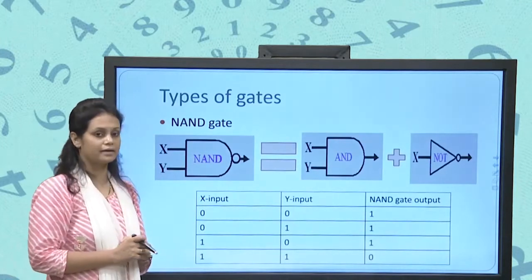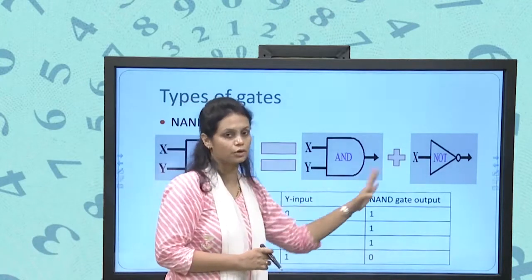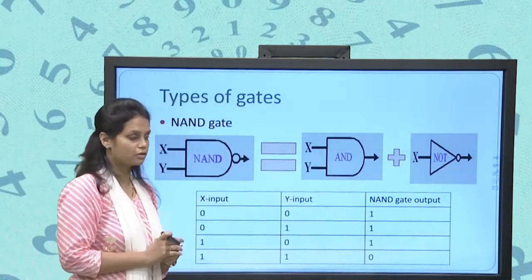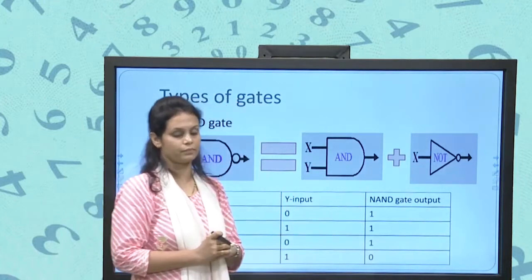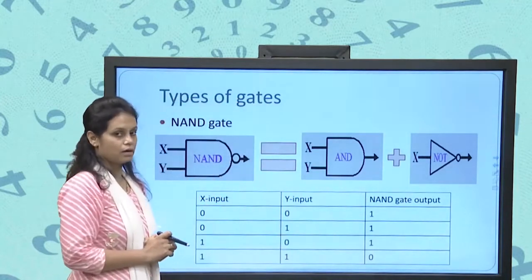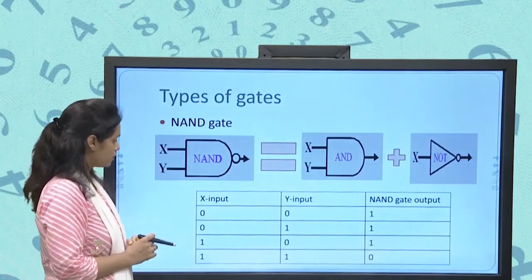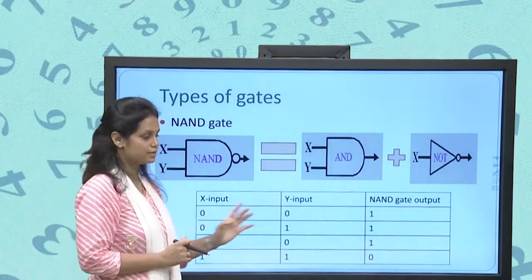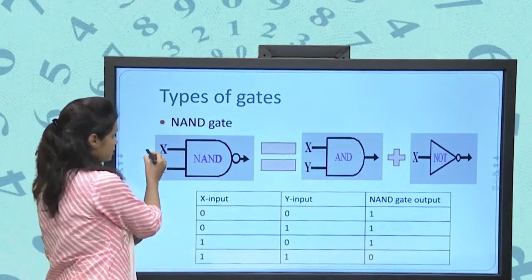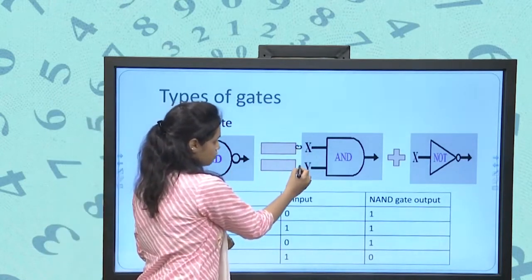Next is the NAND gate. Now what is the NAND gate? The NAND gate is the combination of the AND gate plus the NOT gate. Fine. Now see, we will see how this performs. Suppose our x input is 0, y input is 0.